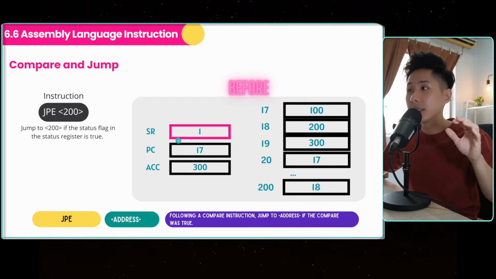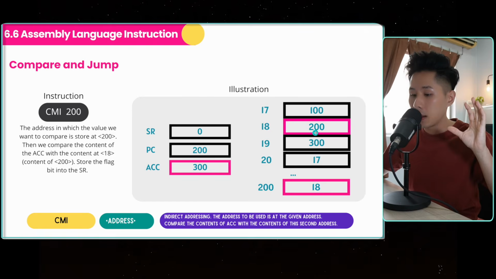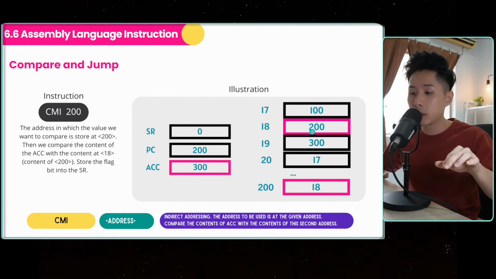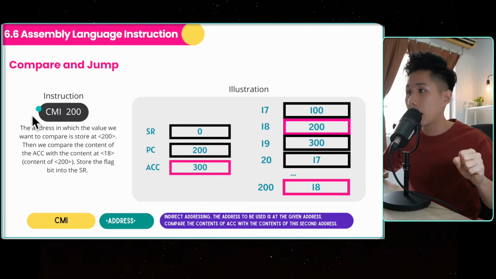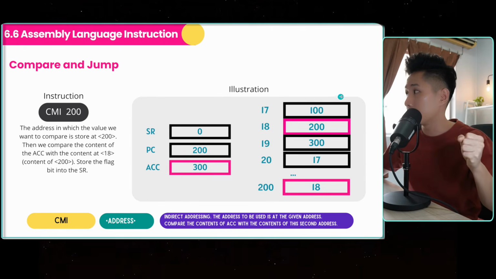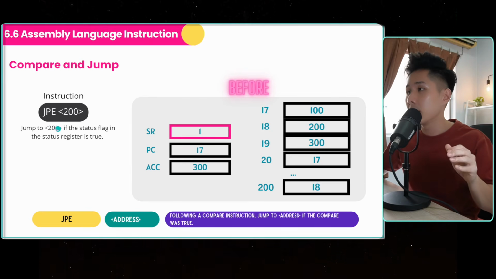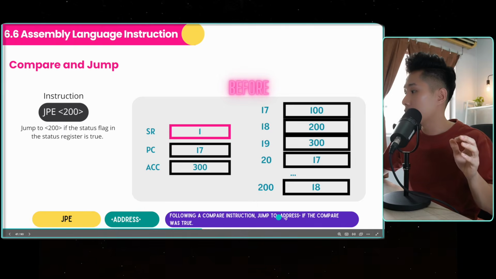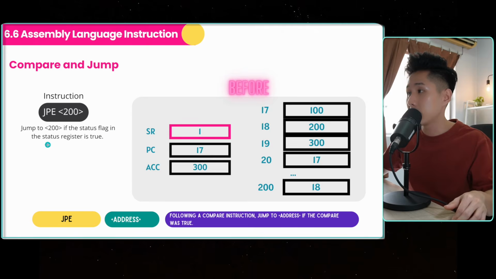So what is so important about the CMI is that it allows the program to jump into a specific part of the code depending on some condition. Look, after a compare instruction, your status register is going to contain either 0 or 1 to show the result of the comparison. And this is where JPE and JPN come in. So JPE will jump to an address if the compare was true. So JPE 200 jumps to 200 if the status flag is true.